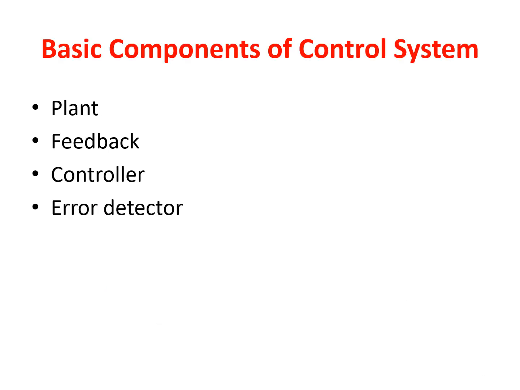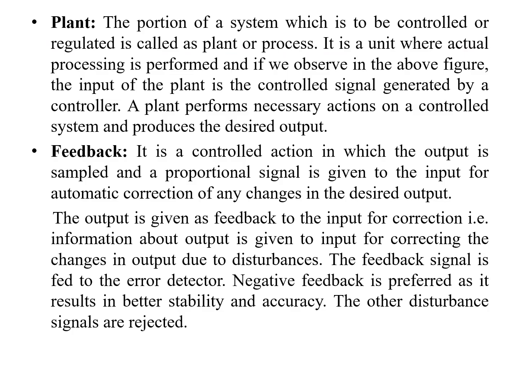These are considered to be the basic components of a control system, all these four components, that is plant, feedback, controller and error detector. Now plant is nothing but a portion of the system which is to be controlled or regulated, and these are called plants or process, and it is a unit where actual processing is performed. If we observe in the previous figure, the input to the plant is from the controller, and the plant performs necessary action on a controlled system and produces the desired output.